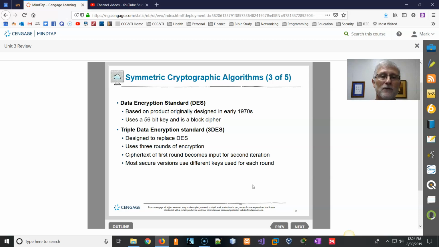It used a 56-bit key and is a block cipher. It was okay, but Triple DES was designed to replace DES, and it uses 3 rounds of encryption. So the ciphertext of the first round becomes the input to the second, which becomes the input to the third. Most secure versions use different keys for each round. So you've got 3 rounds, 3 different keys.